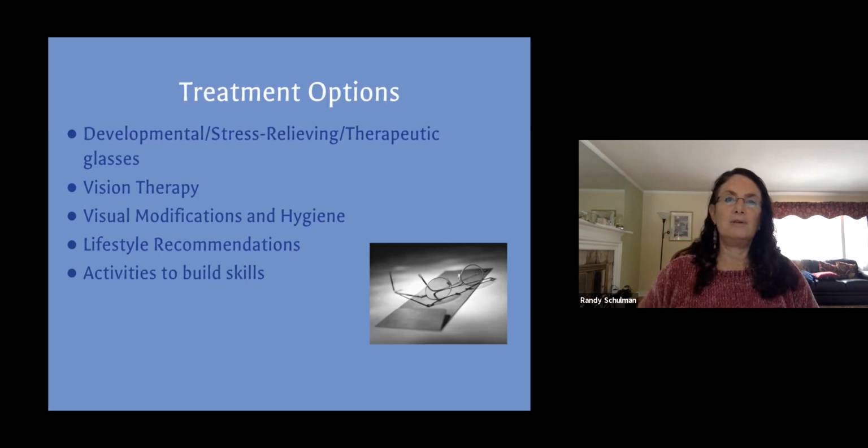So that's how I'm thinking: how can I help this system develop the way I want it to go? How can I take some stress off it? Or how can I guide them to where I want them to end up? And obviously, we oftentimes will recommend vision therapy. There's often going to be visual modifications.